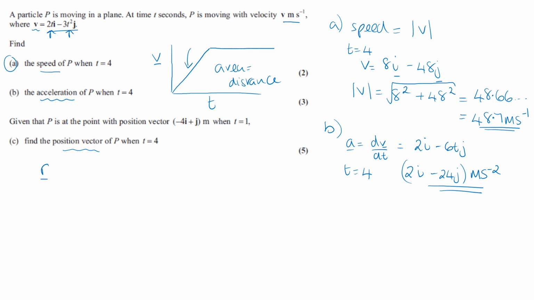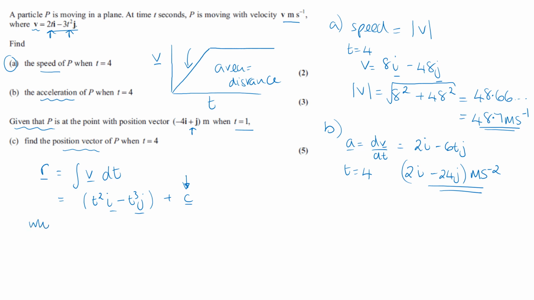So r, which is the position vector, is going to be the integral of v dt. So now integrating both components, that's equal to 2t squared over 2, which will just be t squared in the i direction, and then integrating in the j, we're going to get 3t cubed over 3, which is just going to be t cubed in the j, and then we will also have our integration constant, which is also going to be a vector, plus c.